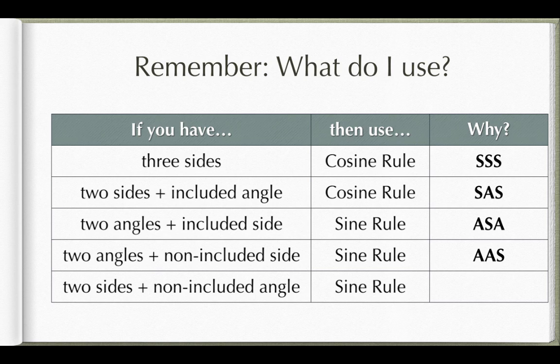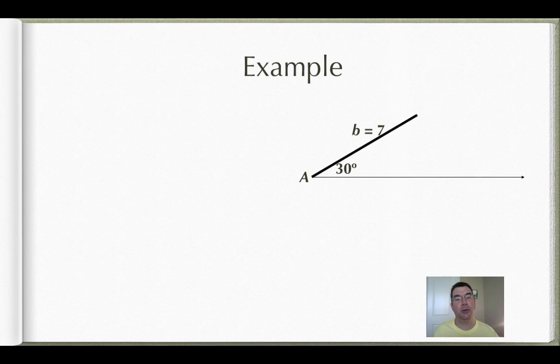The last one, however, is two sides and a non-included angle. That's side side angle, and if you remember from geometry, that didn't work. That doesn't create a unique triangle. In fact, it can create up to two. Let me correct myself. It can create a unique triangle, but it doesn't have to. Sometimes it creates two solutions. So let's look at this example right here.